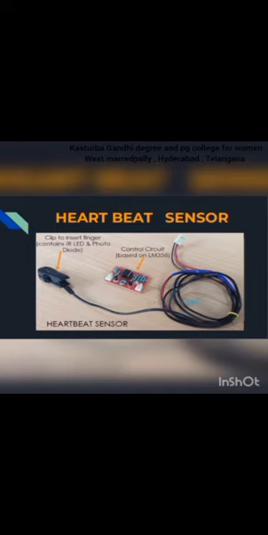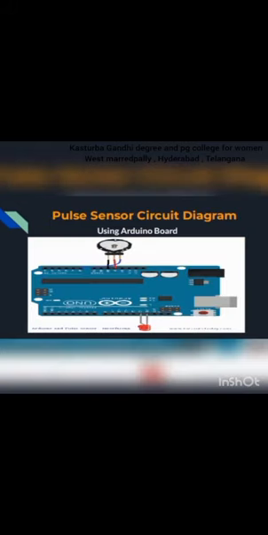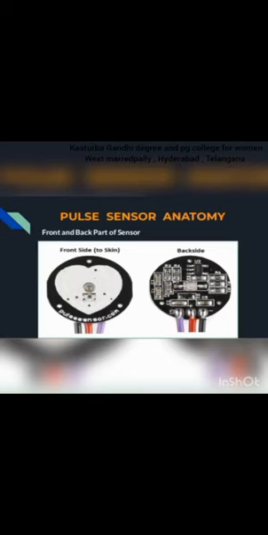So here in this circuit diagram, the interfacing of the pulse sensor using an Arduino is shown. The sensor used in this is a plug and play heart rate sensor. This kind of sensor is quite simple to understand as well as operate. And the next is the anatomy of the pulse sensor, and as you can see, the front and back part. And this is the visualizer of 64 BPM.